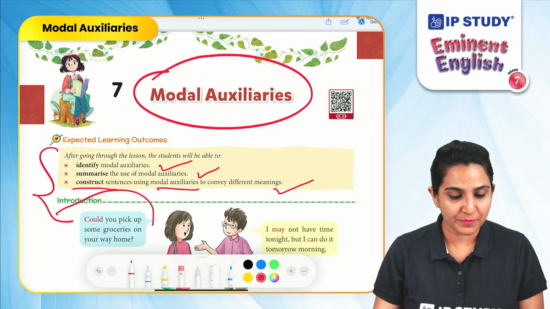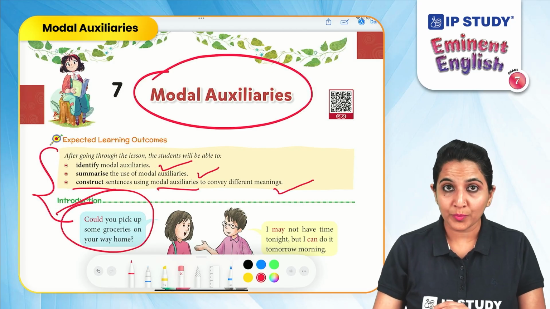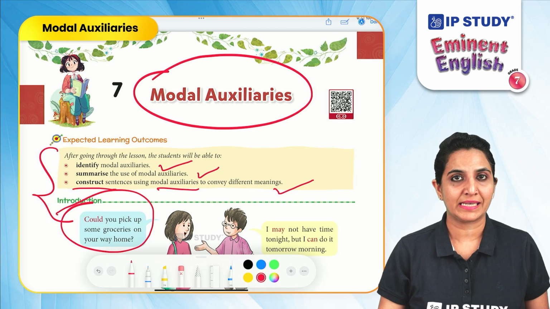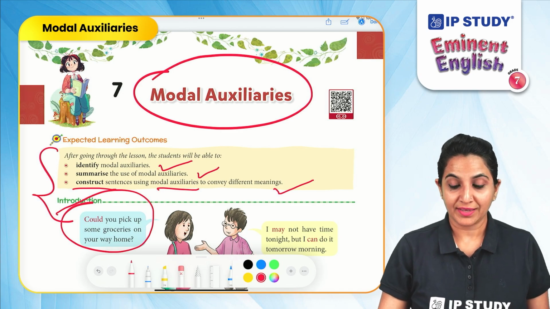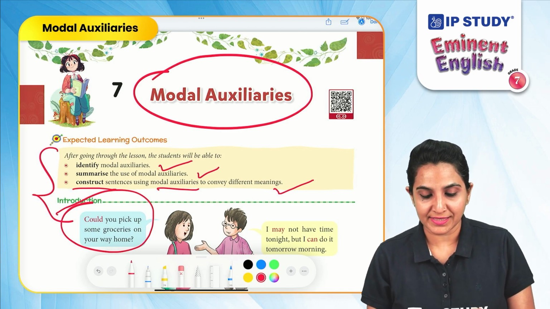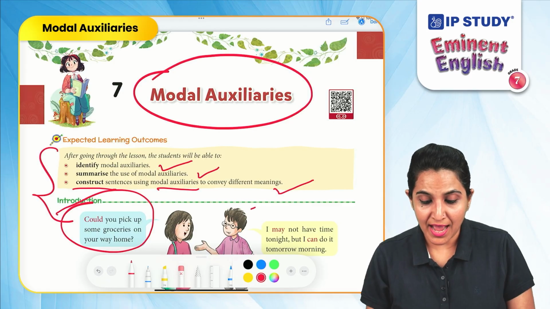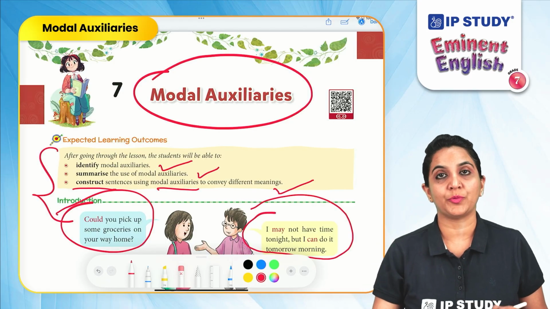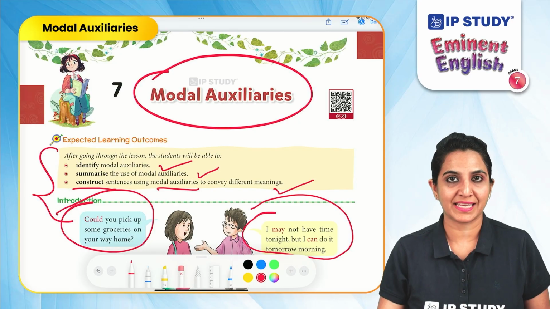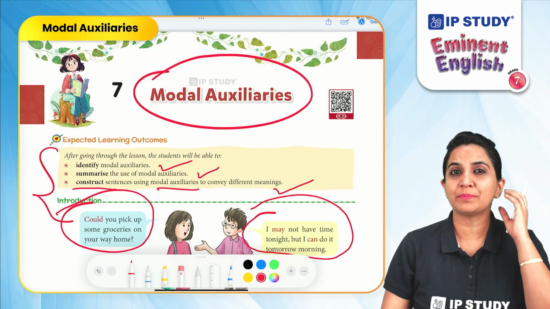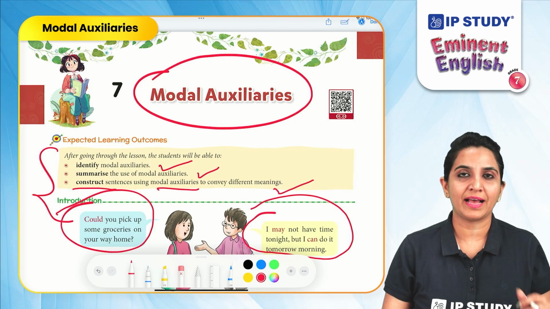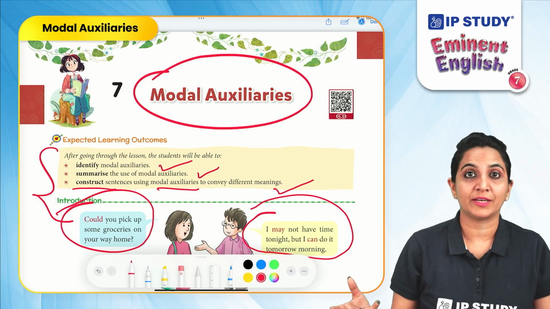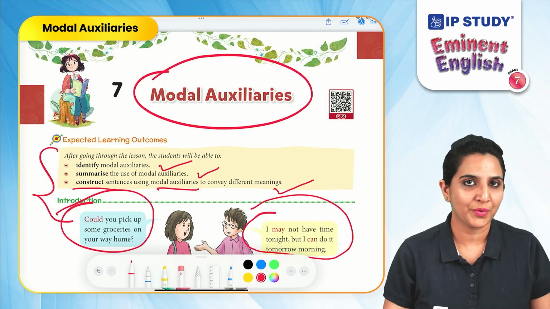Could you pick up some groceries on your way home? This statement is expressing or asking the ability to do something. In response to this, the boy replies, I may not have time tonight, but I can do it tomorrow morning. When the boy said, I may not have time, that means a possibility that I might not have time to do it today, but I certainly have the ability, or I can do it tomorrow morning.